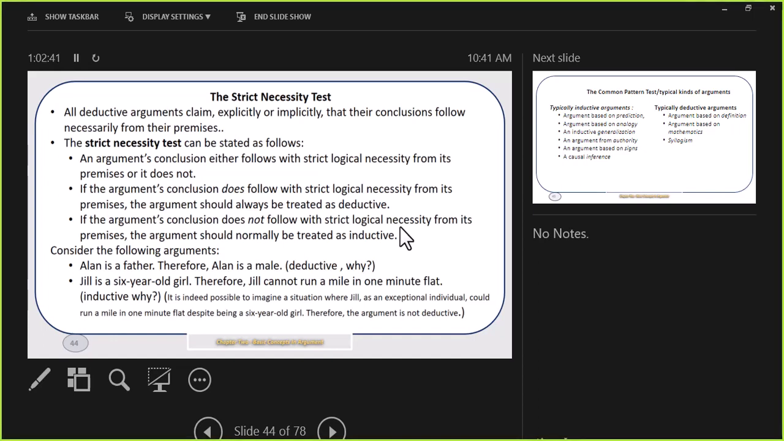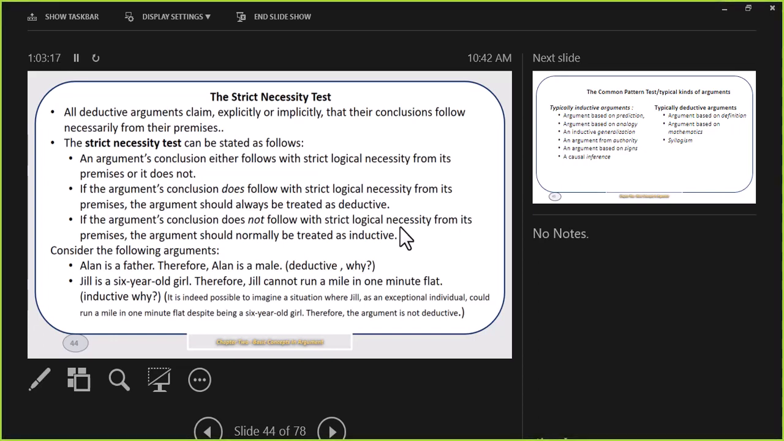But look at the second one. Jill is a 6 year old girl, therefore Jill cannot run a mile in 1 minute flat. It's an inductive argument. Why? Because we can think of a 0.001 possibility that will falsify the conclusion. What would that possible condition be? It is possible to imagine a situation where Jill is an exceptional individual who could run a mile in 1 minute flat, despite being a 6 year old girl.